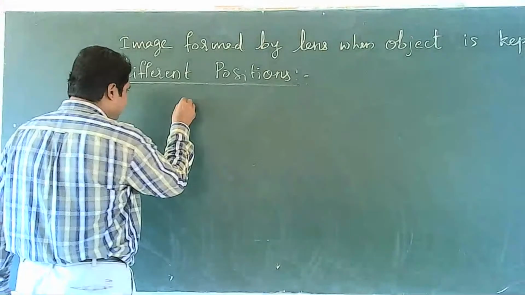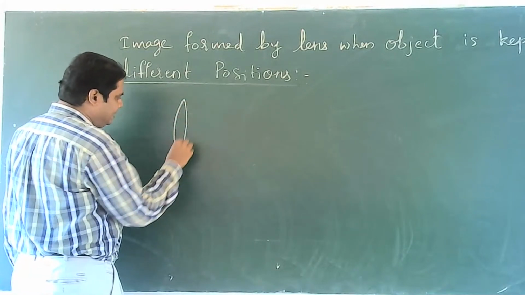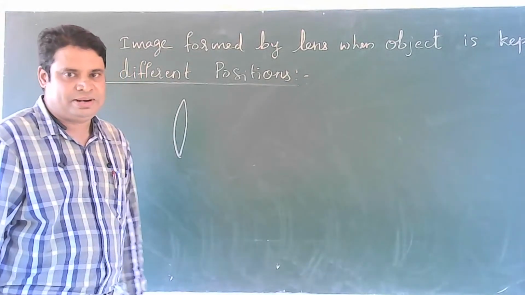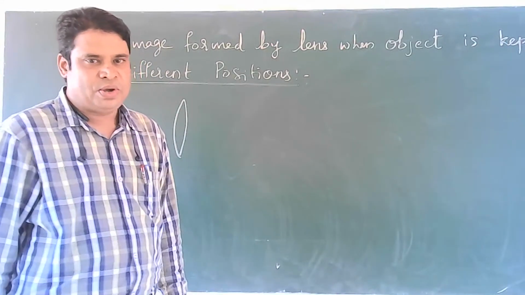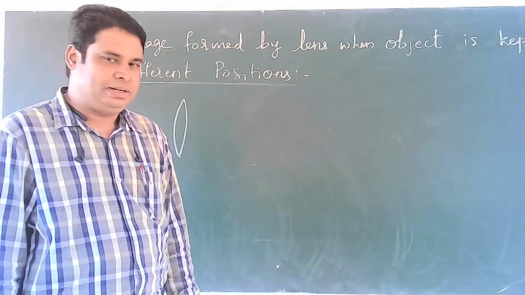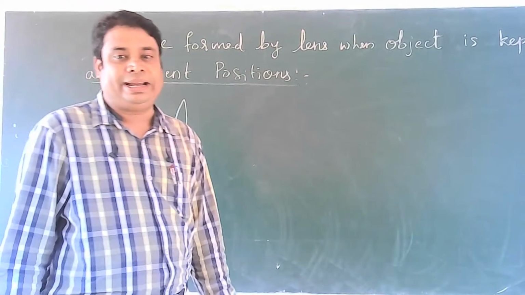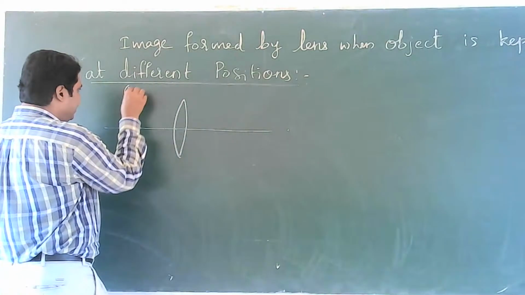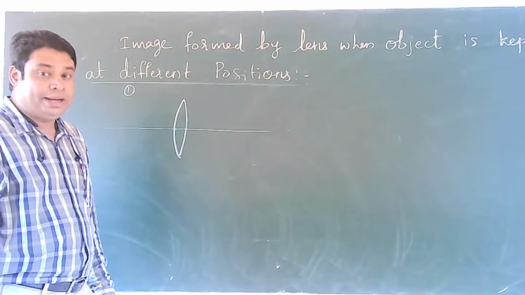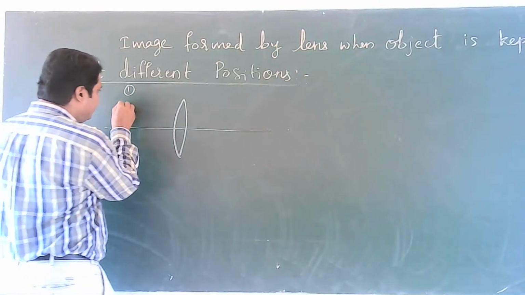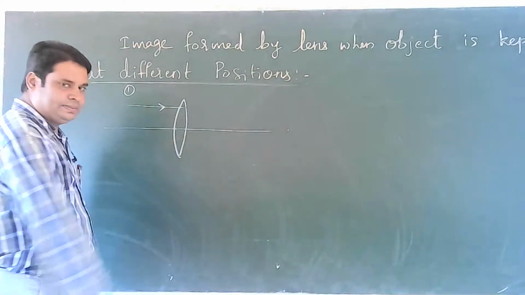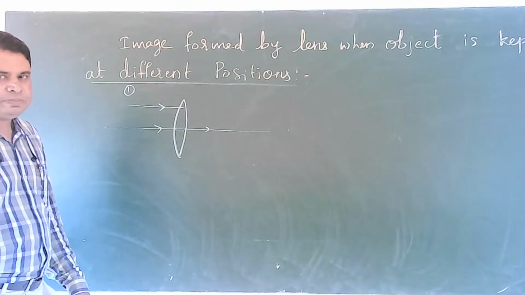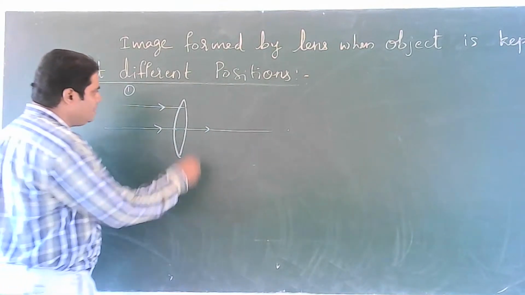Okay, let's start. Let us consider a thin lens. We know what a thin lens is. A thin lens is one whose thickness is very small, negligible as compared to its radii. This is the first ray we have to consider: a ray which is parallel to principal axis.